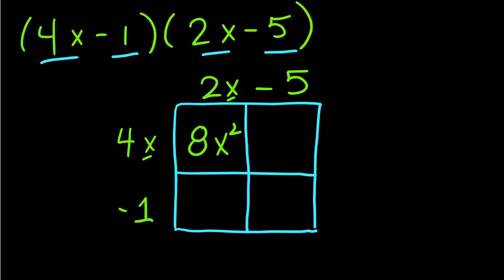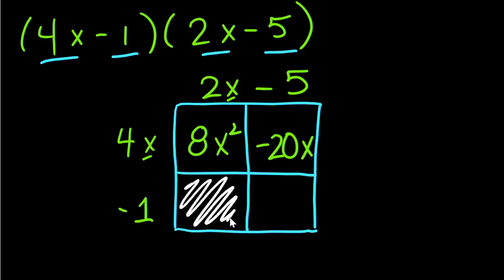Let's go to our second box right over here. What should we get in this second box? All right, so 4x times minus 5 is minus 20x. Third box. What are we going to get in this third box? This box I just shaded in white. What will we get there?